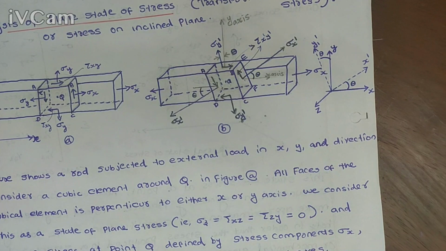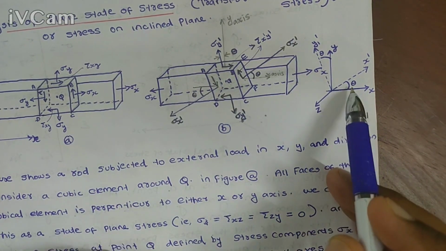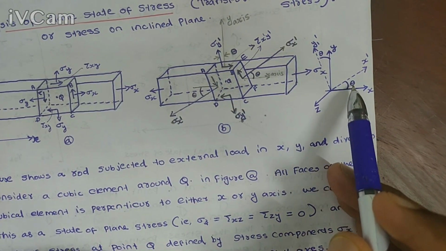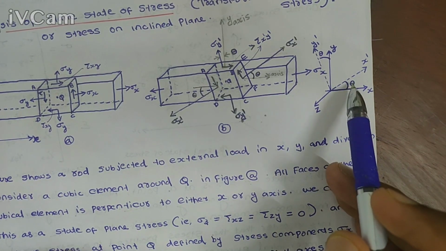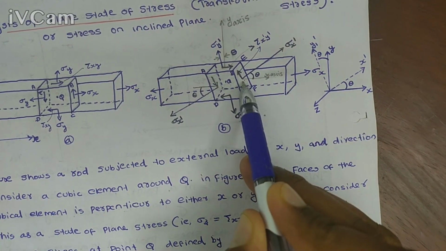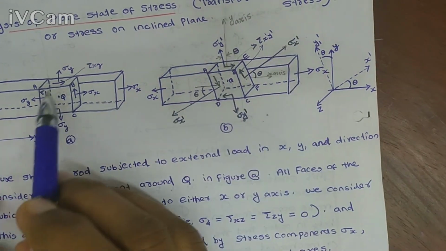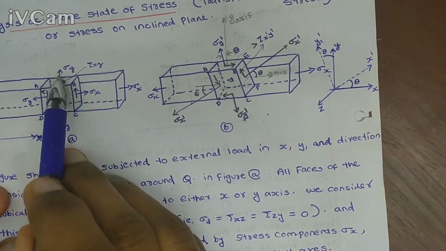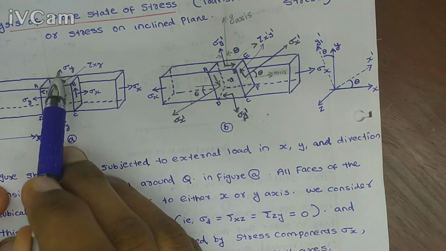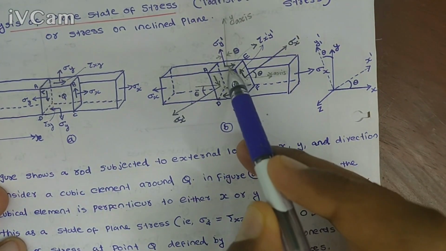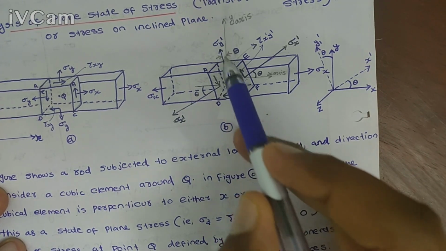That is the transformation, which transforms the axis by an angle theta. So after transformation, what is the normal stress acting on this plane? That is sigma x dash. Similarly here it is sigma y dash. The normal stress acting on this plane is sigma y dash. After transformation, what is the normal stress acting on this plane?